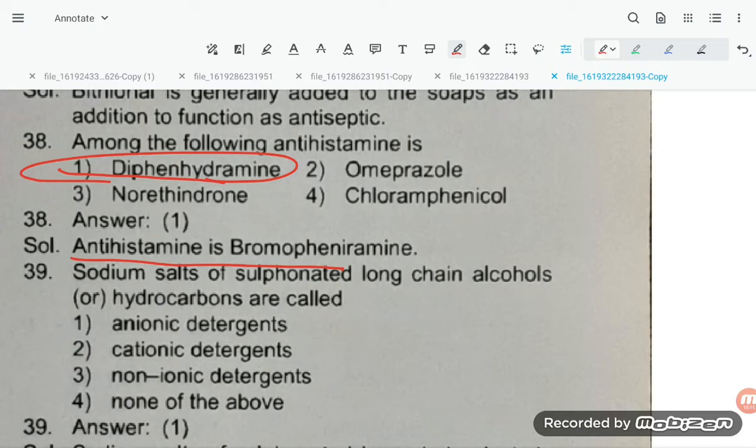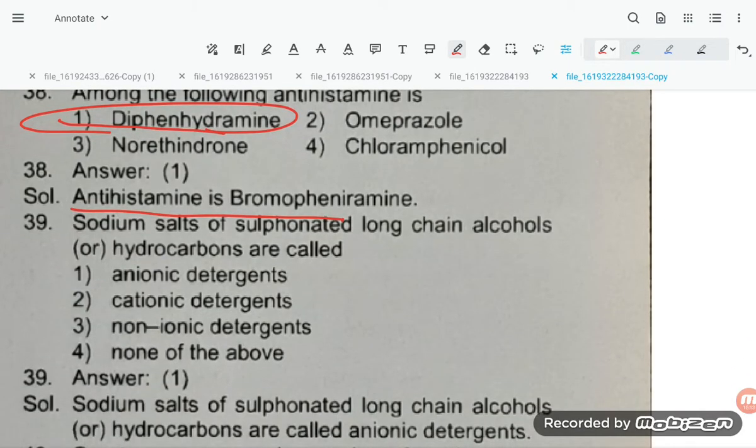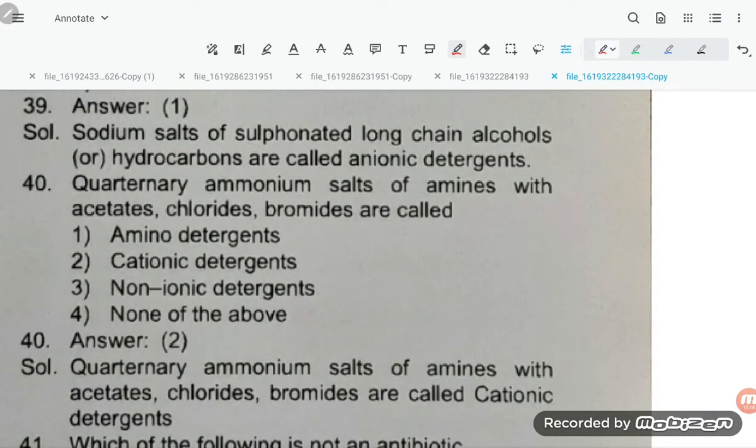Option number 1: sodium sulfate-sulfonated long chain alcohols are anionic detergents. That is a memory based question. Quaternary ammonium salts, amines with acetates, chlorides, bromides, are called cationic detergents.